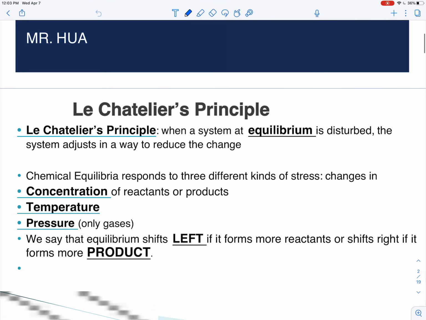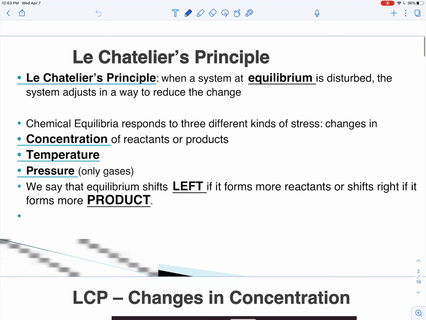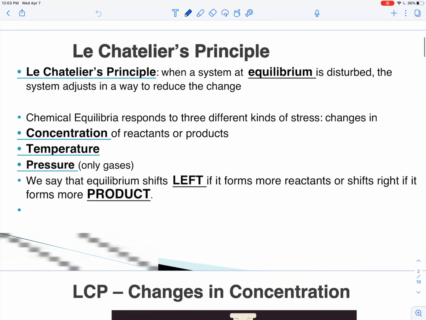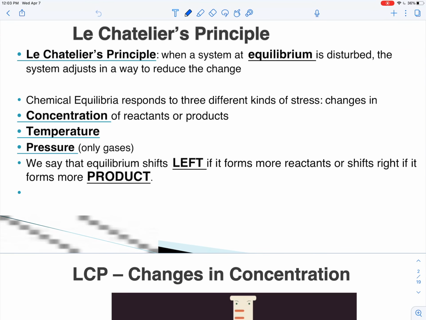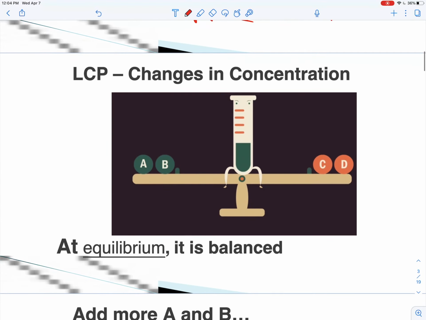It's about minimizing change. So chemical equilibrium responds to three different kinds of changes: concentration, temperature, and pressure or volume. That applies to gases. We say that equilibrium shifts to the left if it forms more reactants, right? And it shifts to the right side if it forms more products. So remember, reactants are on the left, products are on the right.